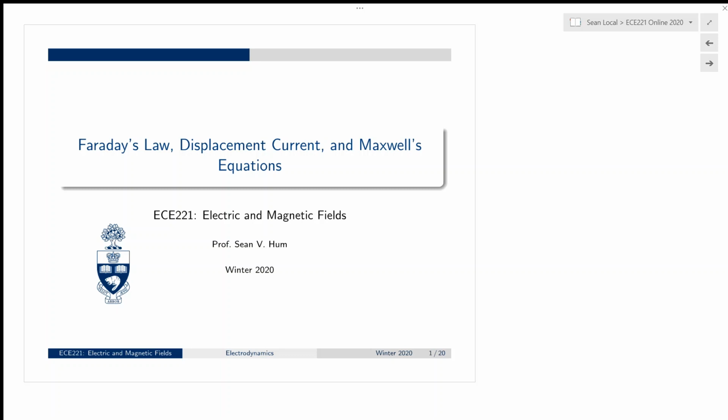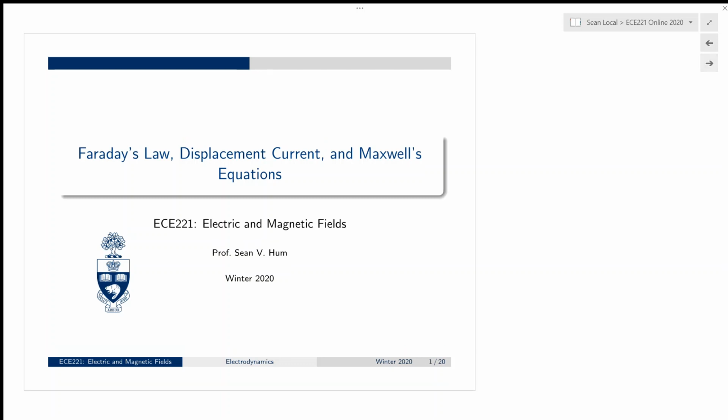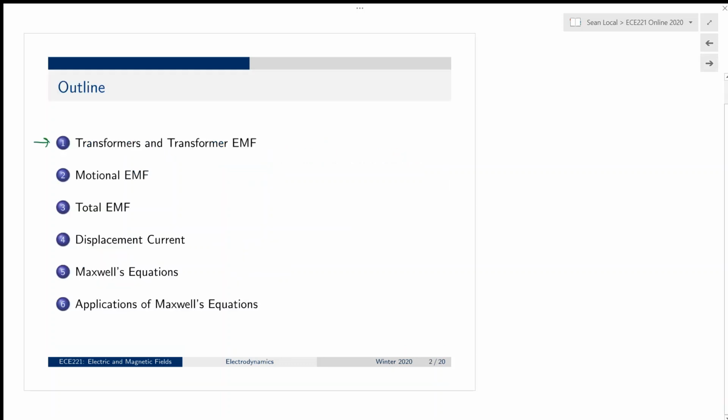In the last lecture, we introduced Faraday's law and how Faraday's law can be used to explain the behavior of transformers and the development of a so-called transformer electromotive force, or EMF. In today's lecture, we're going to focus on motional EMF and how the motional EMF combines with the transformer EMF to yield a total EMF.